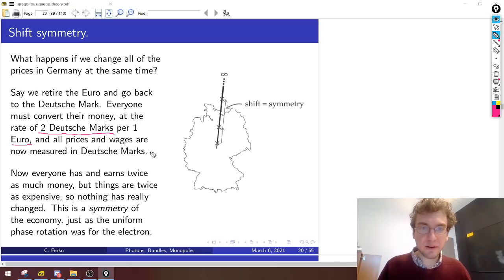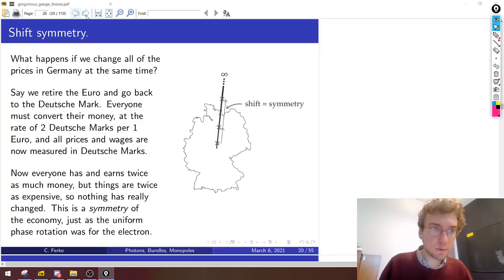Now, it's pretty obvious that here nothing has changed. You would not say, oh, I'm very excited because I had 100 euro before and now I have 200 marks, so I'm twice as rich, right? You wouldn't say that because everything is also twice as expensive. So literally nothing has changed. There's no new economic opportunities. There's no change in wealth between people. It's a symmetry of the economy because we've just rescaled the currency.